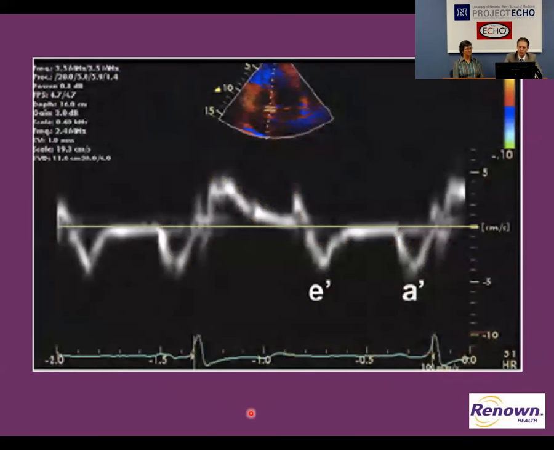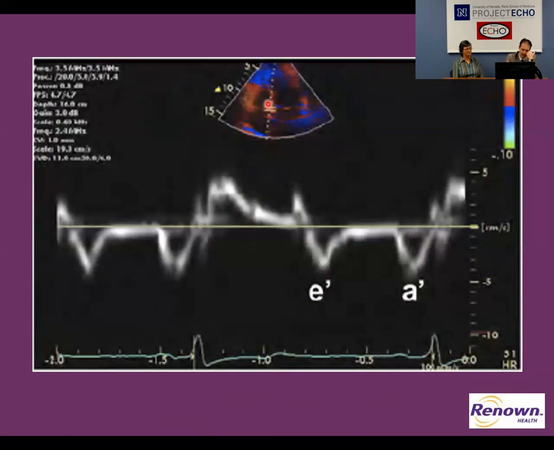So when we do that, the best way to do it is really with a tissue Doppler, because the reasoning is that tissue Dopplers are less sensitive to the volume load at that time. So in other words, if you're acutely volume overloaded, your E wave and A wave at the mitral leaflet tips is going to change, but your tissue Doppler should not change based on your volume status.